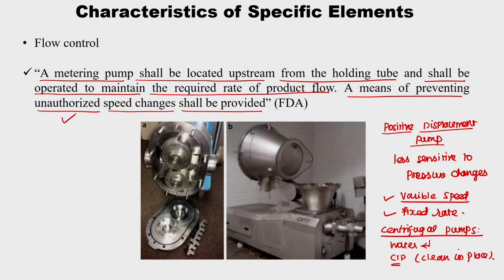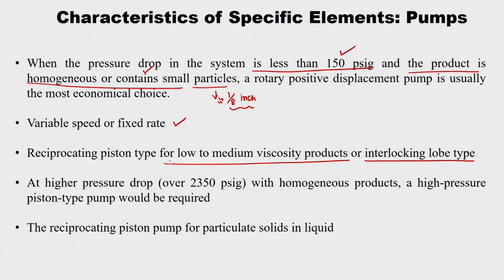Interlocking lobe type is this one. This is the interlocking mechanism. So this kind of piston type pump is used when low to medium viscosity products are used, and at a high pressure drop over 2350 psig with homogeneous products, a high pressure piston type pump would be required, right. This is the only available pump for this category, because high viscosity products are very much usual, but to handle that it is very much unusual. So at high pressure drop, over 2350 psig with homogeneous product where there are no particulates, a high pressure piston type pump would be required.